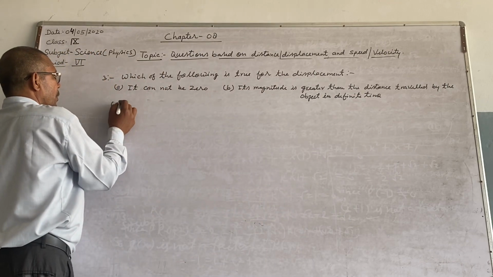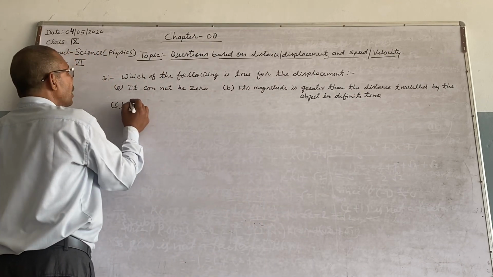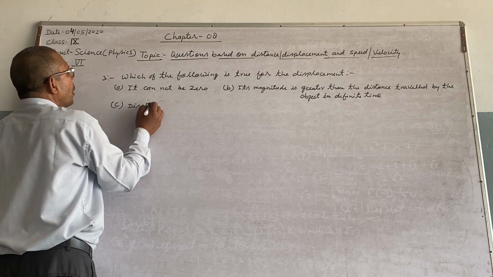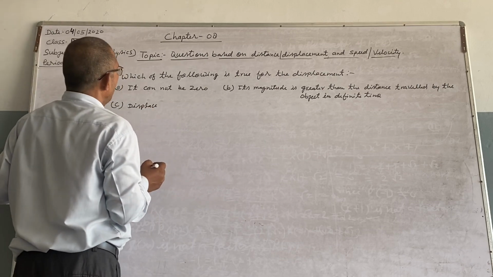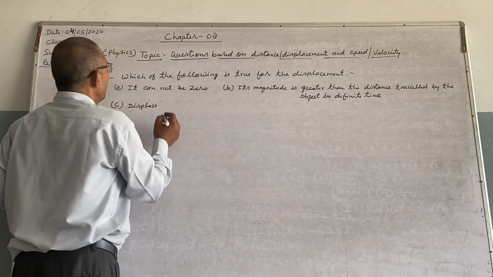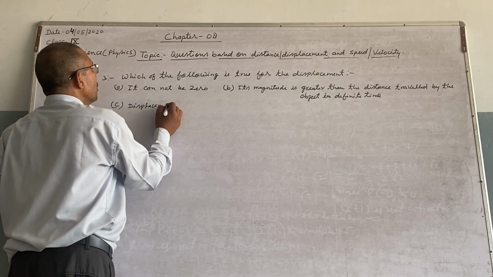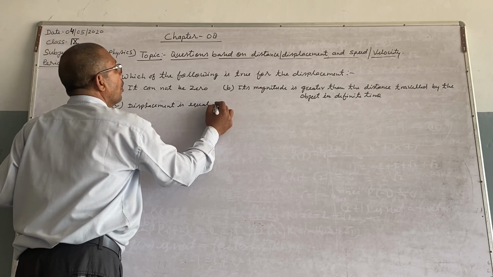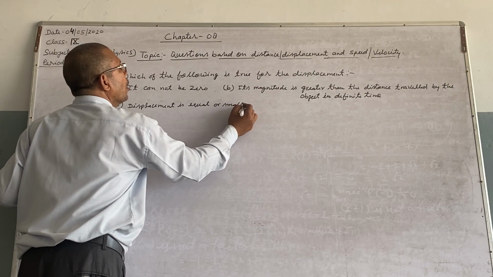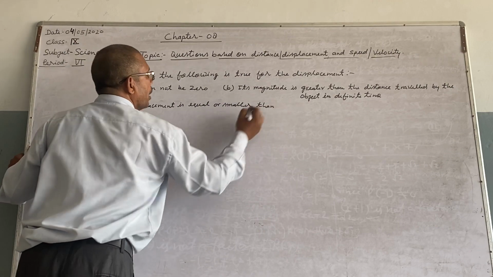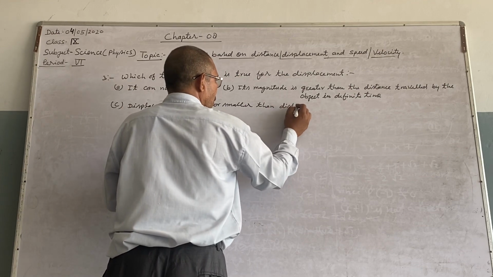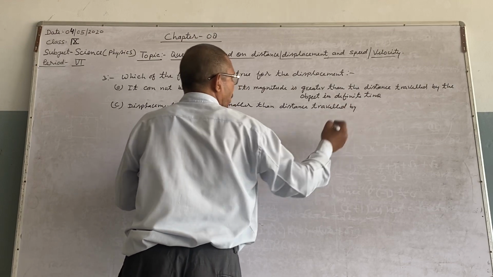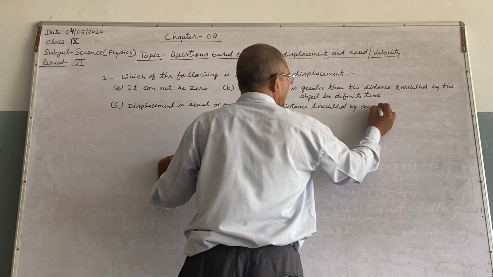C, displacement is equal or smaller than distance traveled by an object.